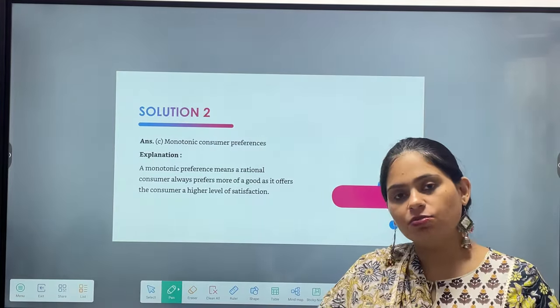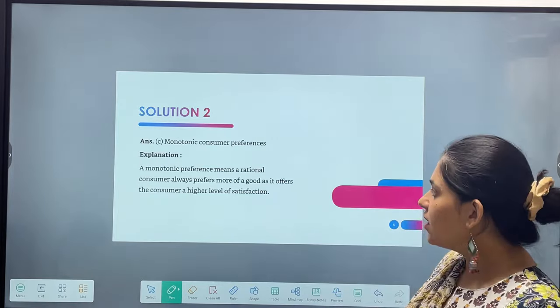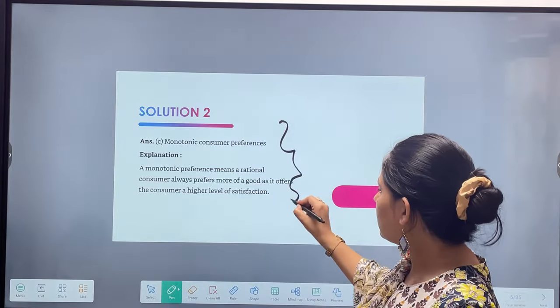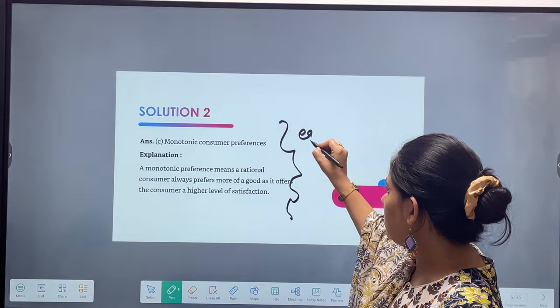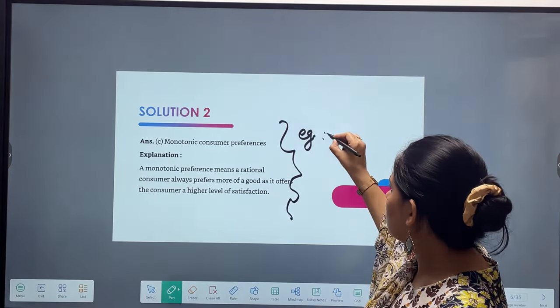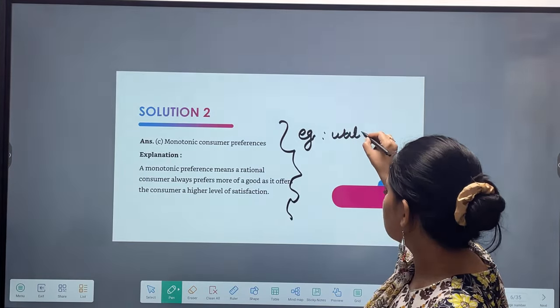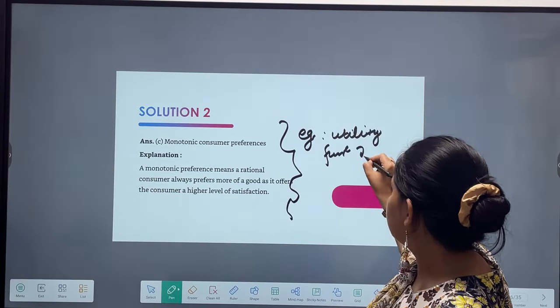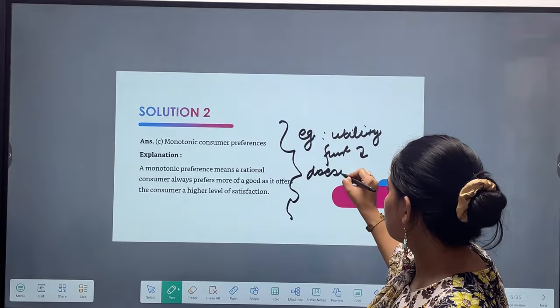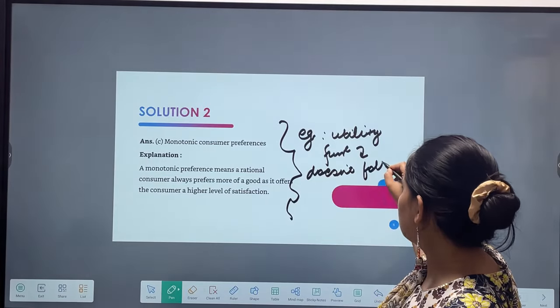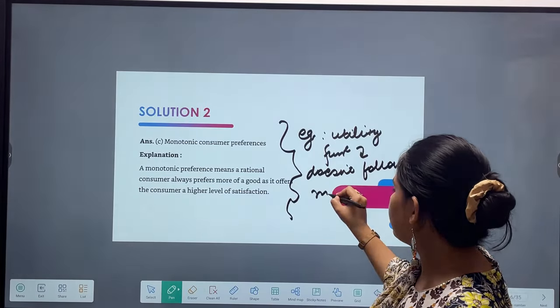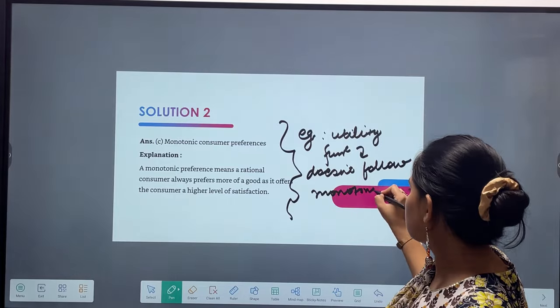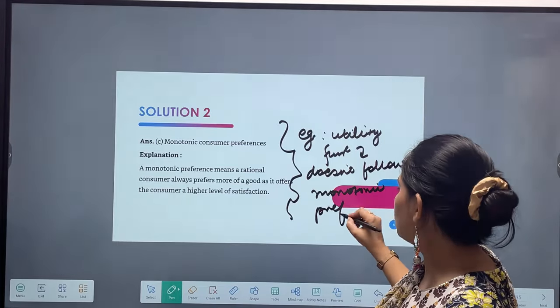Can you tell me an example of a utility function which does not follow monotonic preferences? Which utility function doesn't follow monotonic preferences?